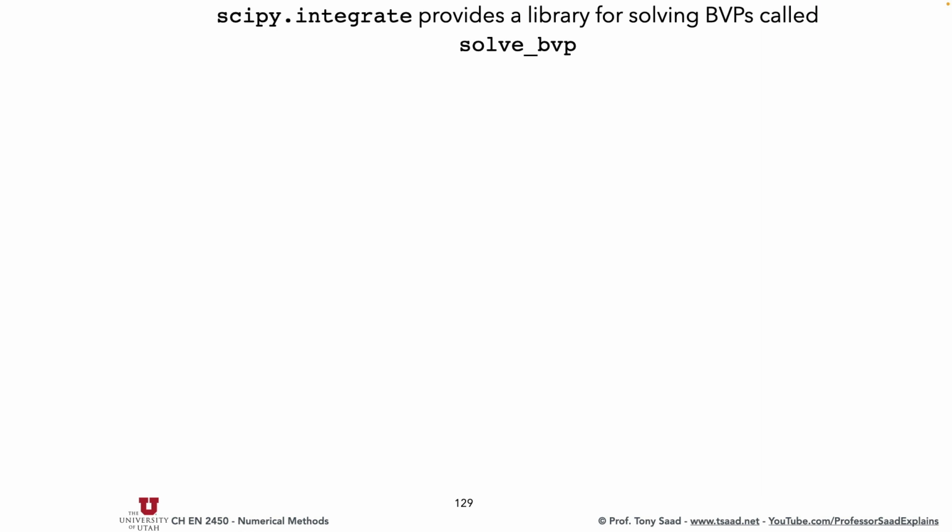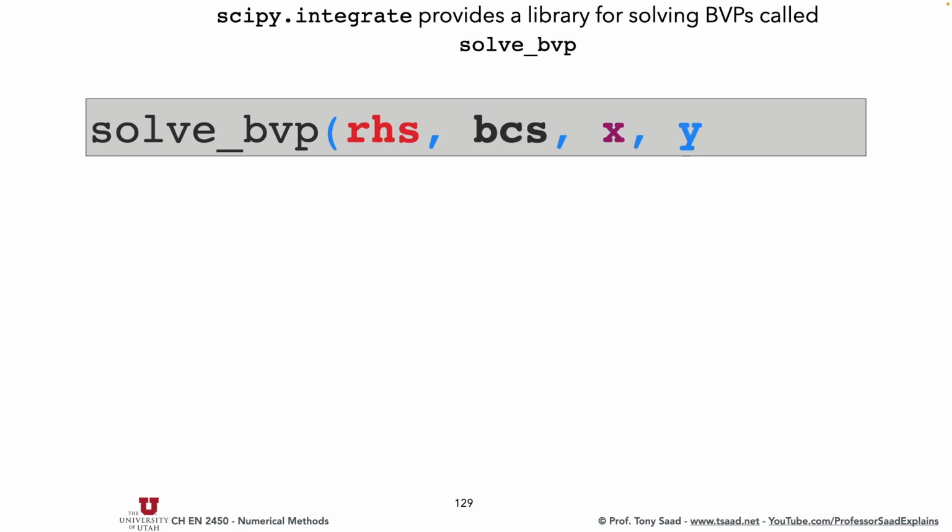Okay, so scipy.integrate provides a library for solving BVPs called solve_bvp. Just like odeint, there's solve_bvp. Okay? And solve_bvp, at a minimum, requires these 4 parameters: right-hand side, BC is for boundary conditions, x, and we'll discuss each one of those, and y0, whatever that means. Okay. So what does solve_bvp do?